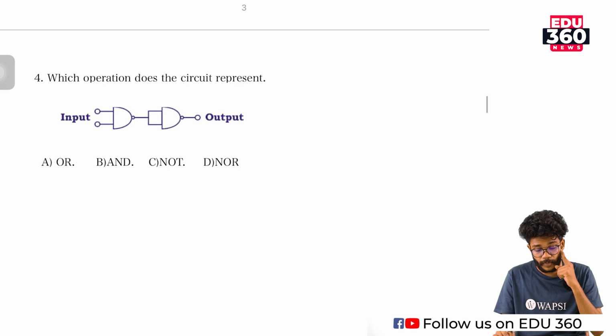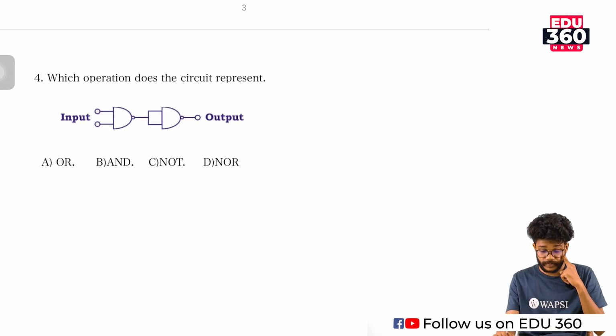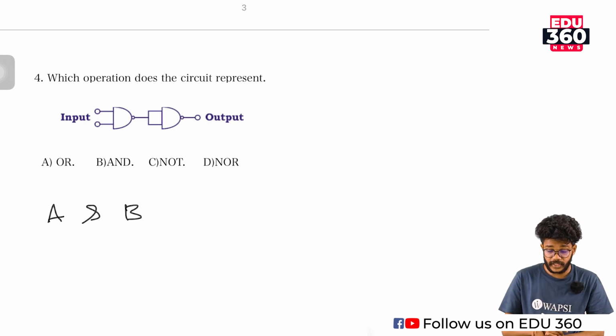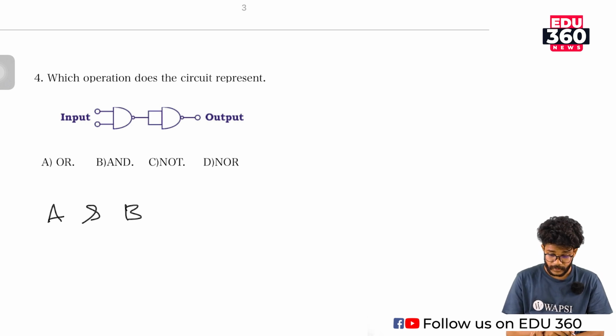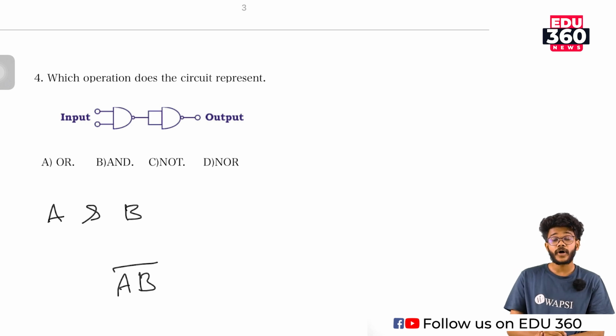Which operation does the circuit represent? Input is there and output is there. So yes, A and B are the input, and the first gate is NOT AND, and the second gate is also NOT AND. So what is meant by NOT AND? Just multiply and put a bar on the top. So AB bar is the NAND gate.